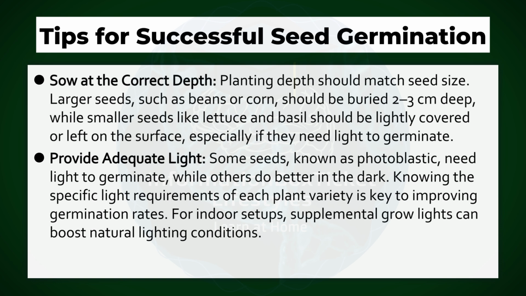Provide adequate light. Some seeds, known as photoblastic, need light to germinate, while others do better in the dark. Knowing the specific light requirements of each plant variety is key to improving germination rates. For indoor setups, supplemental grow lights can boost natural lighting conditions.